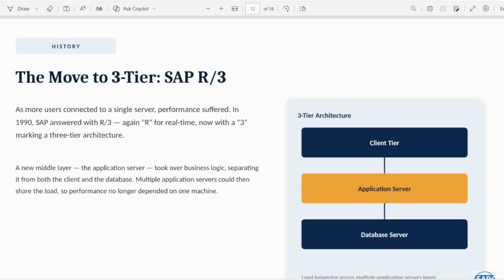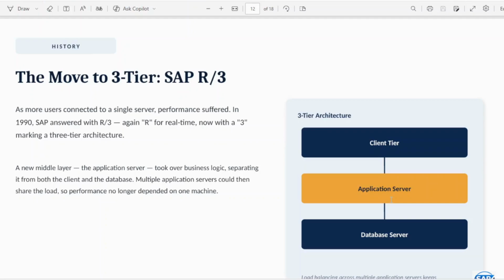SAP came up with a new solution in 1990 that was called R/3. Again, R stands for real time and the 3 stands for the three-tier architecture. In this model, a new middle layer was added. That was the application server, or we can say the application layer. This layer handled all the business logic separately from the client and the database.